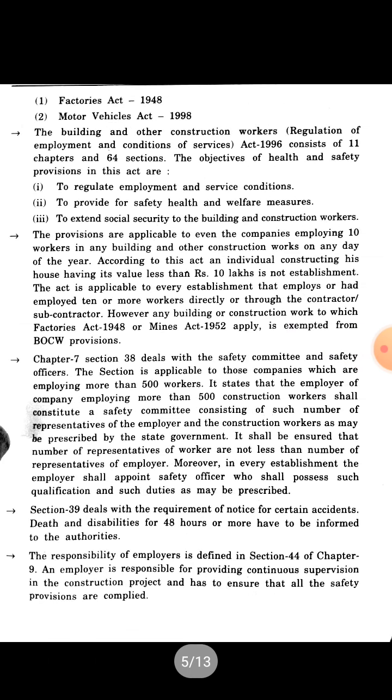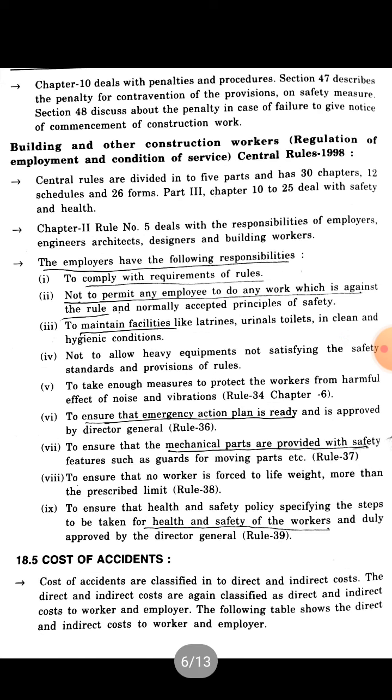The Building and Other Construction Workers Regulation of Employment and Conditions of Service Act 1996 consists of 11 chapters and 64 sections. The objectives of the health and safety provisions in this act are, first, to regulate the employment and service conditions; second, to provide safety, health and welfare measures; and third, to extend social security to building and construction workers.